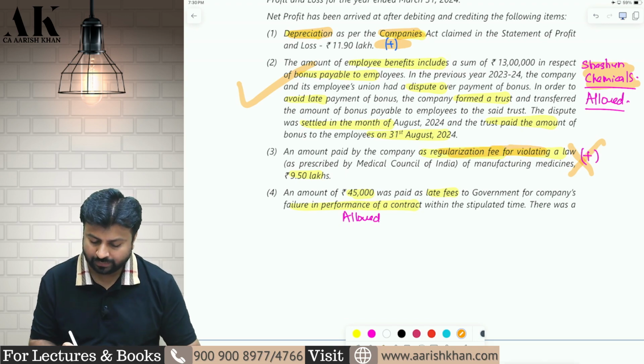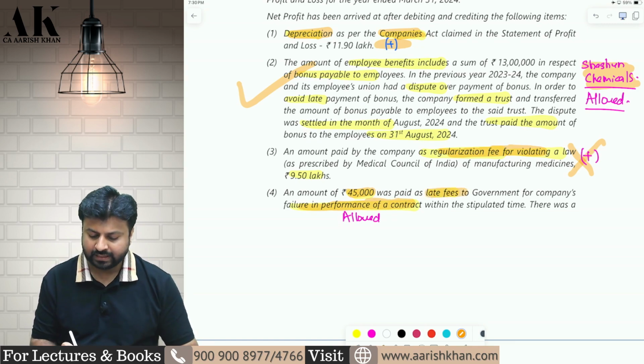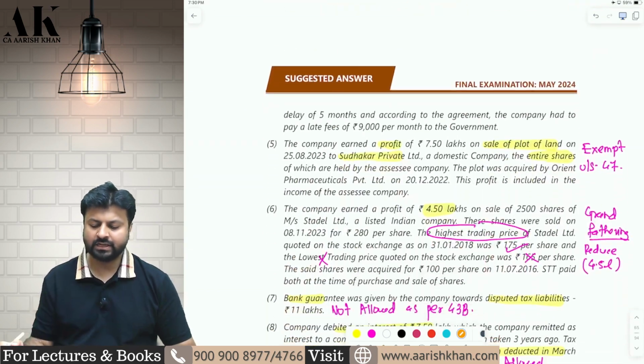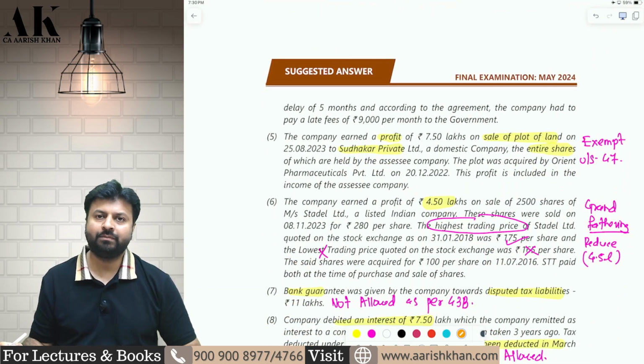Next point, you are paying 45,000 rupees for failure to perform the contract. So you are paying some late fees, and that is allowed as a deduction because that is nothing but your compensatory penalty.